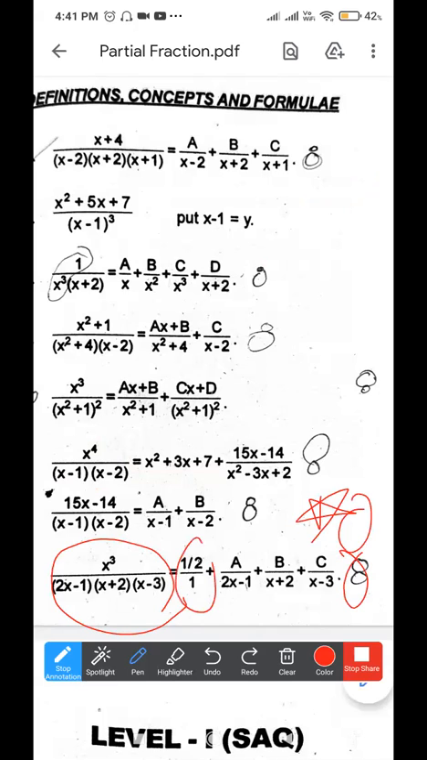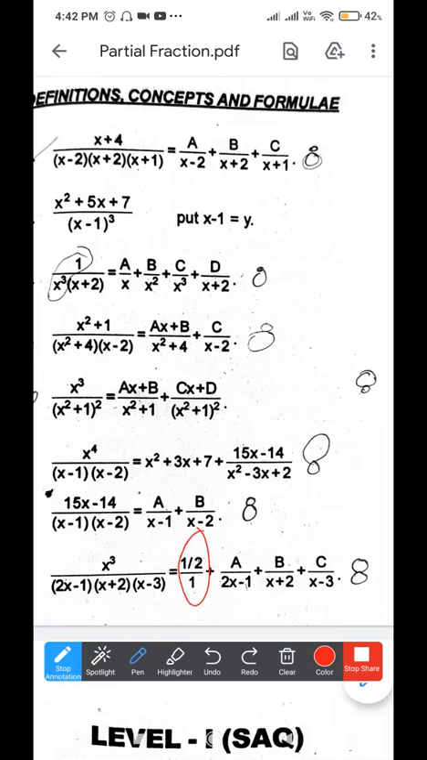a by x, plus c by z, like half plus a by x minus 1, b by x minus 1, c by x minus 3.